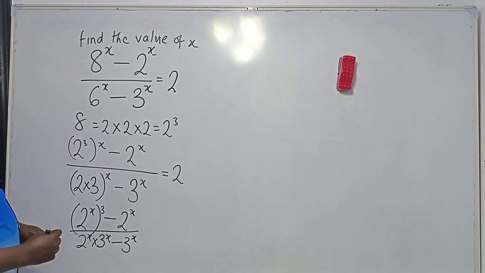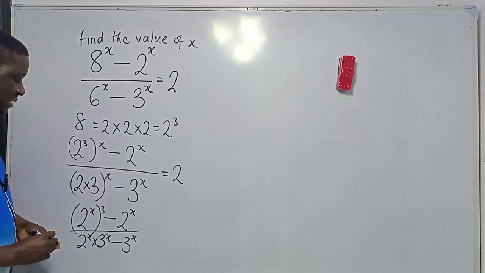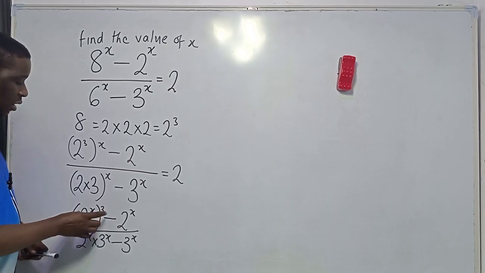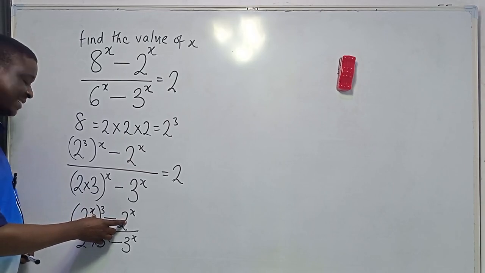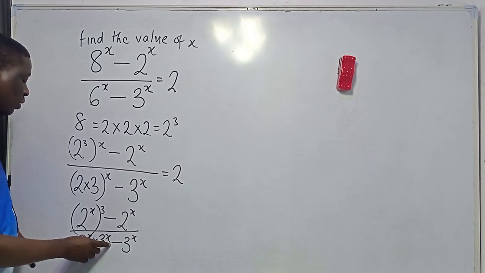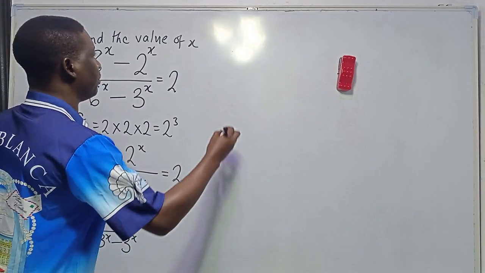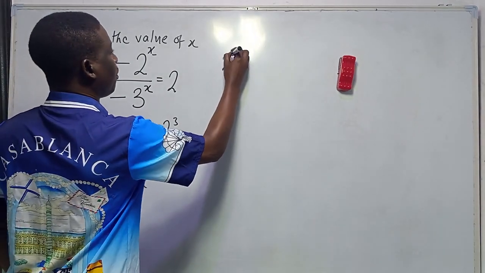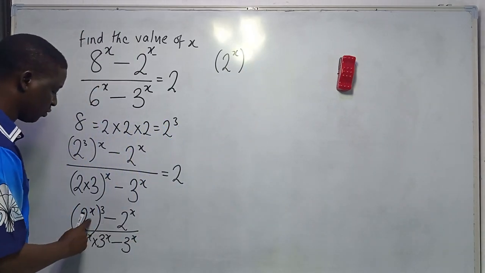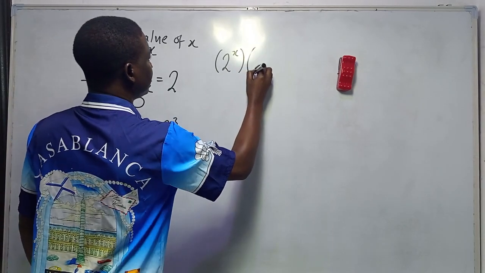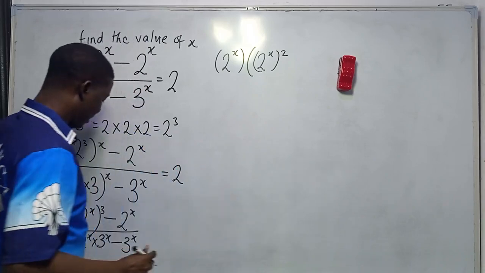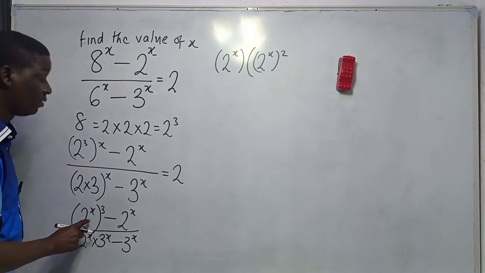Now, having done that, what we're going to do is simply factorize what is common out. We have 2 raised to power x common at the numerator, and 3 raised to power x common at the denominator. So 2 raised to the power x is common, bring it out. What will remain is (2 raised to power x) all to the bracket of 2 when you remove that.